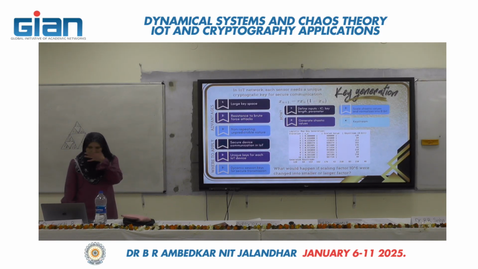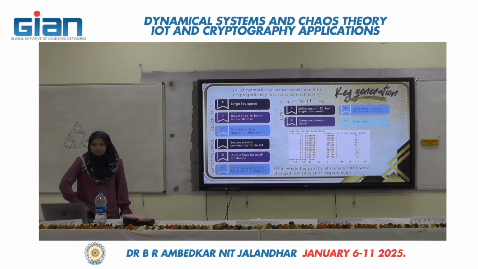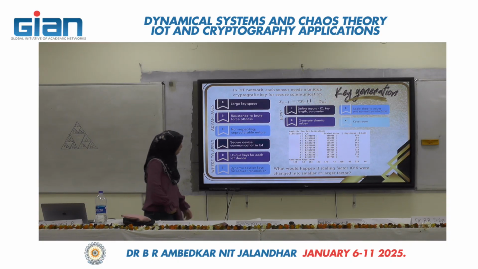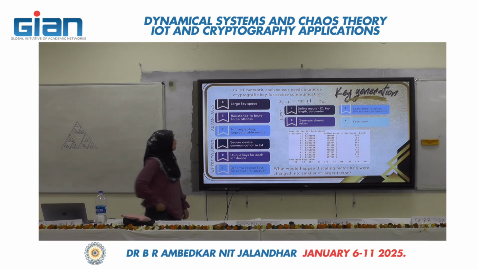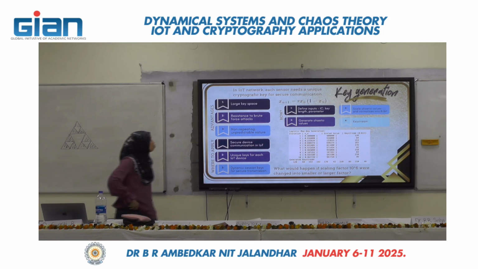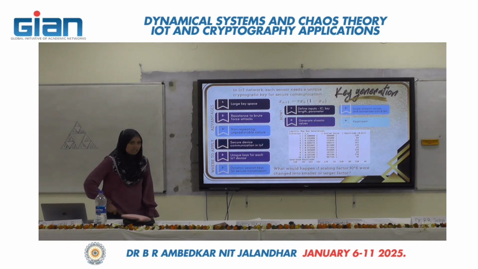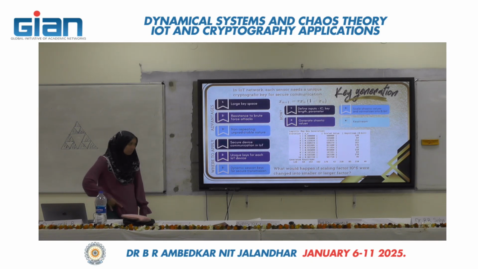Okay, so let's take a look at the first example, which is key generation. As you know, in an IoT network, each sensor needs to use a unique cryptography key, for example for secure communication. So it is good for us to use a different key, so that it is not vulnerable to the attacker.